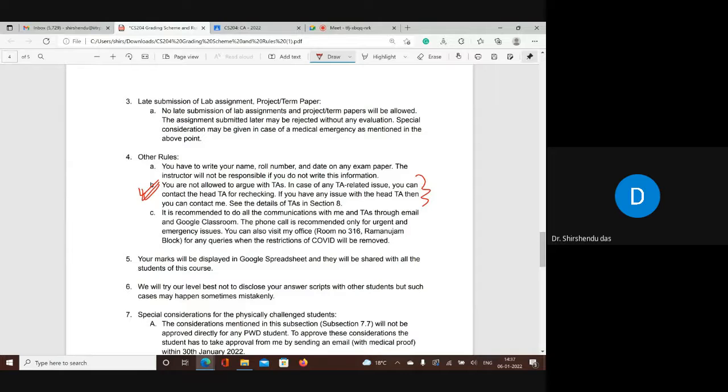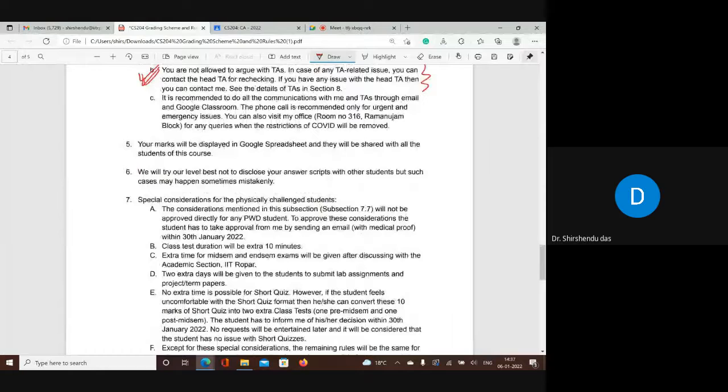Office is in room number 316, Ramanujan Block, CSC building. For any queries or doubts, you can visit, but only after the COVID restrictions are removed. At this moment, you know that there are some restrictions going on in the IIT Ropar campus. So when those restrictions are removed, you can meet me also.